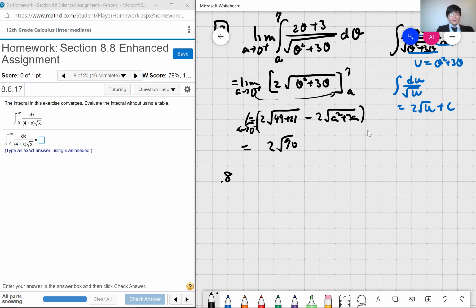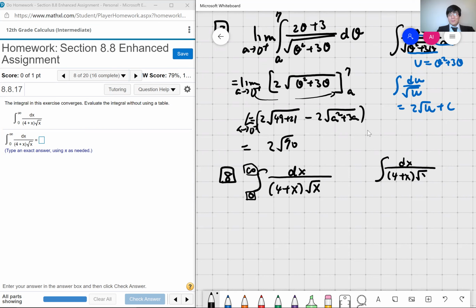Number 8. The integral from 0 through infinity of dx over (4 plus x) times square root of x. Okay. So the problem states that this integral converges to some number, and we need to find what it is. This is kind of a complicated expression. It is not defined at 0, and this is also an infinity, so we have to use a limit eventually. But let's do just the indefinite integral part.